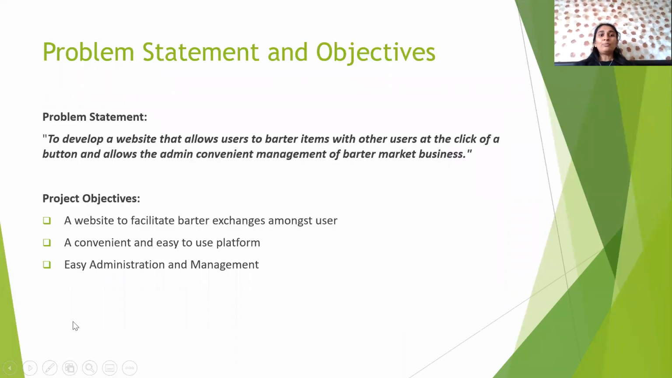Our next slide is the problem statement and objective. We defined our problem statement in one statement: to develop a website that allows users to barter items with other users at the click of a button and allows the admin convenient management of the barter market business. The project overview is a website to facilitate barter exchanges amongst users, a convenient and easy to use platform with easy administration and management.